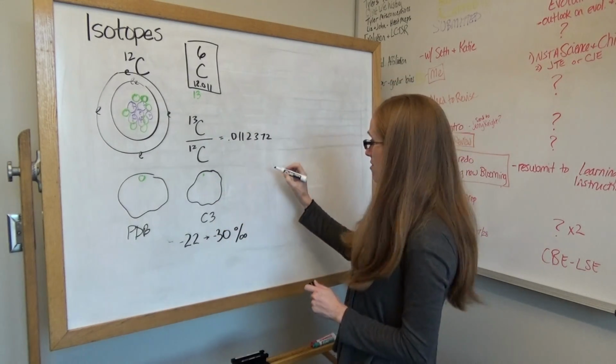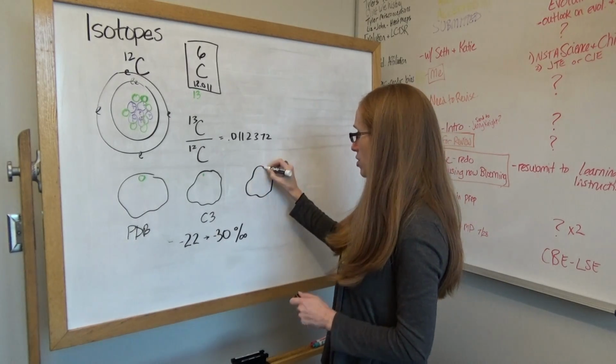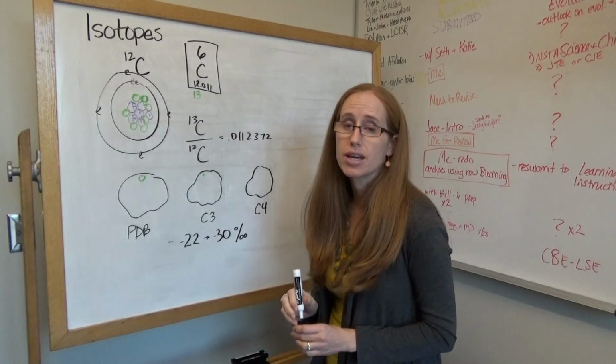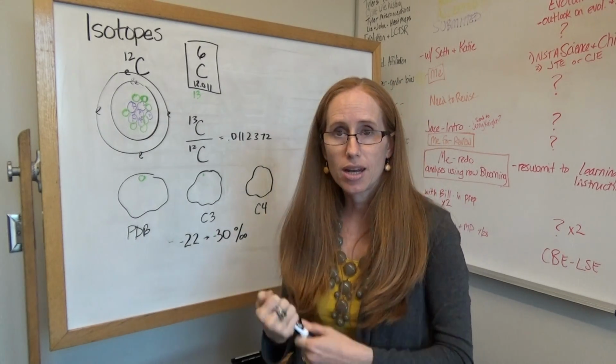If you were to look at a C4 plant, so if we scooped up their carbon, and this is a C4 plant, so these are things like grass, sugarcane, corn.